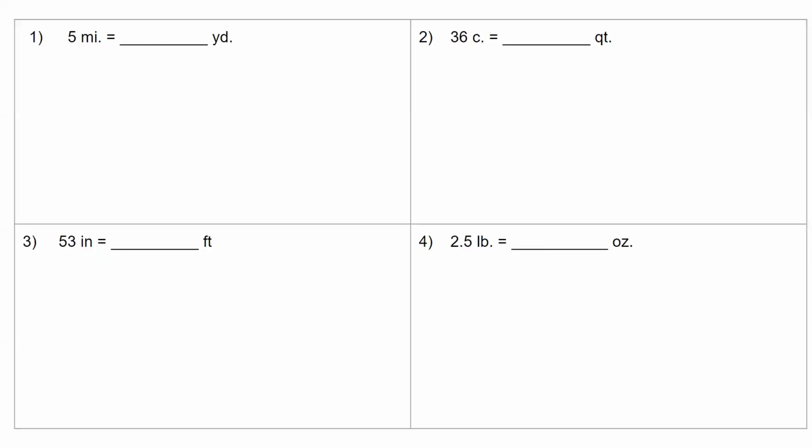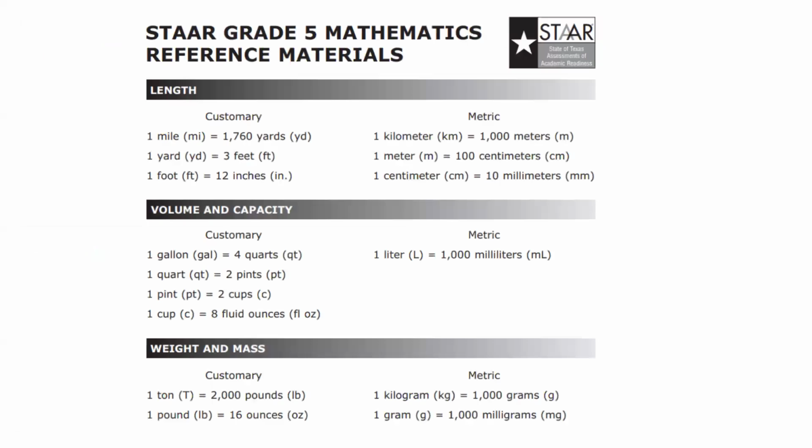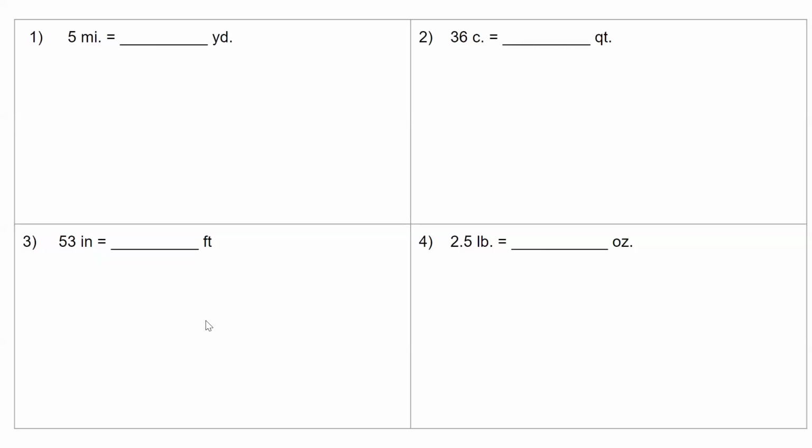Here we see our customary conversions. When we look at our chart, all the customary conversions are on the left side. The metric, that's what we used last time, is all powers of 10s, just ones and zeros. The customary side isn't like that. It can make it a little bit more tricky, but the process stays the same.